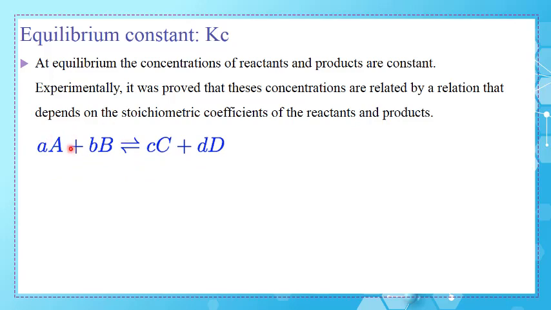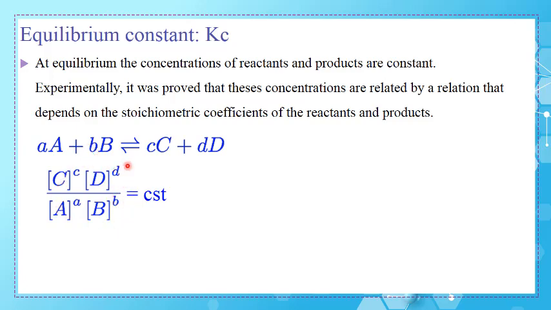Consider this chemical reaction. It is a general representation for a chemical reaction. Look here. This is the concentration of one product, that is C, exponent small c, which is the stoichiometric coefficient of C, multiplied by the concentration of the second product D, exponent its stoichiometric coefficient, divided by the concentration of reactant A, exponent its stoichiometric coefficient, and multiplied by the concentration of the second reactant B, exponent its stoichiometric coefficient.